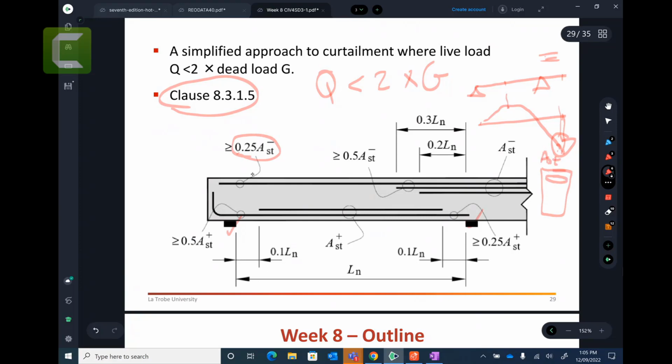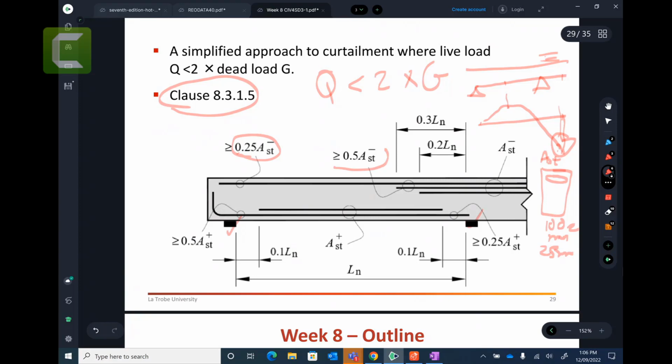So you need to continue all your bars greater than or equal to 25% from this end to the other. You can't do the curtailments. You need to provide at least 0.25 AST. So let's say you have a 100 millimeter square area, then you need to continue 25 millimeter square from this end to this end, right? So there is no option. You need to provide at least 25% of your AST at the top.